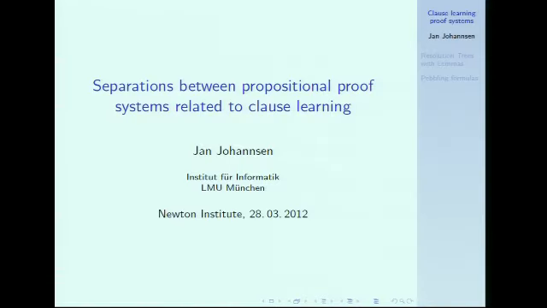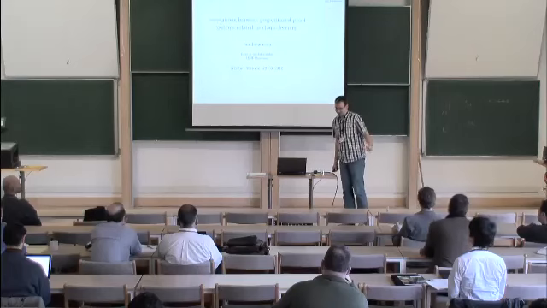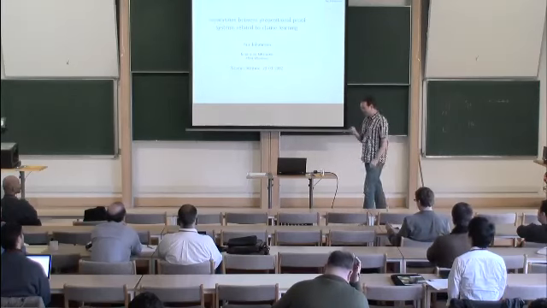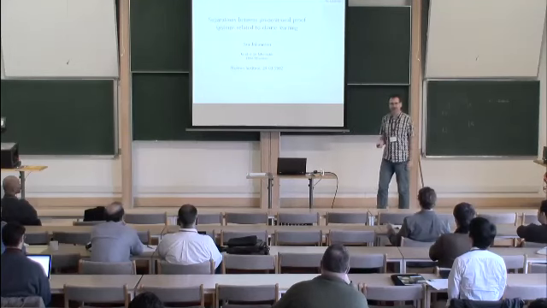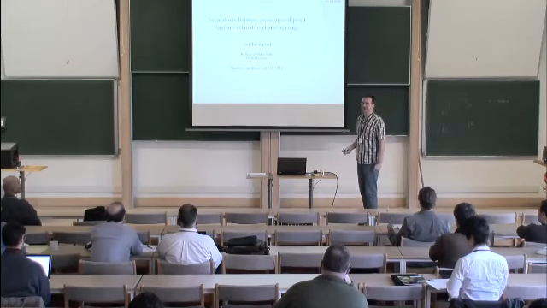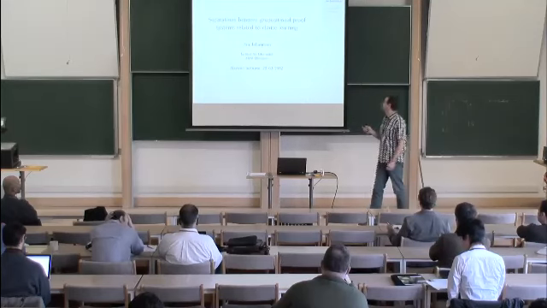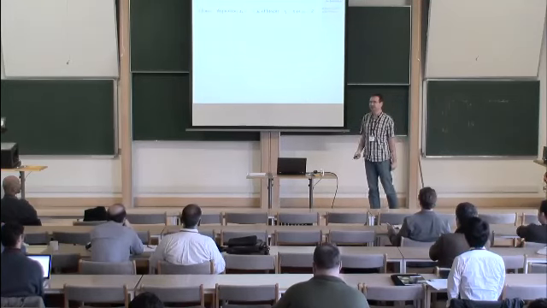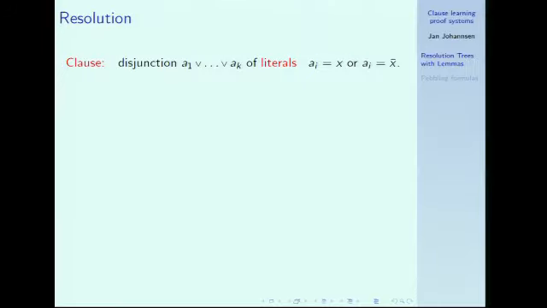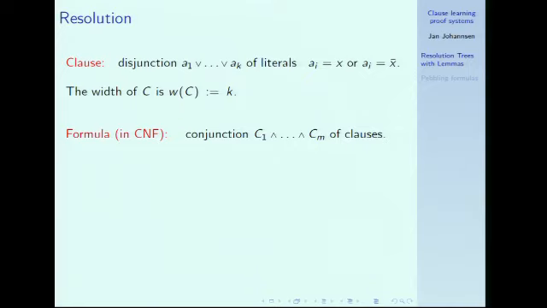Most of these contemporary solvers are in some way based on branching and backtracking, and therefore their runs naturally correspond to resolution proofs. So let me start by briefly reminding you of what resolution is. We have seen this in this workshop several times already. The resolution proof system operates with clauses, which are disjunctions of literals. Literals are variables or negated variables. The width of a clause is just the number of literals in it. And a formula in conjunctive normal form is a conjunction of clauses.